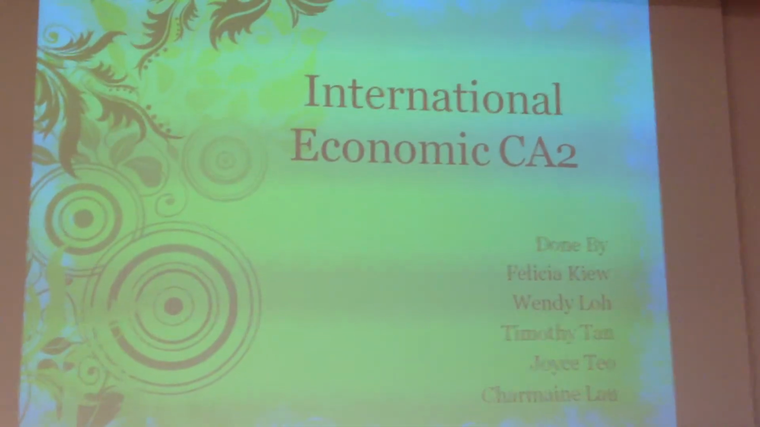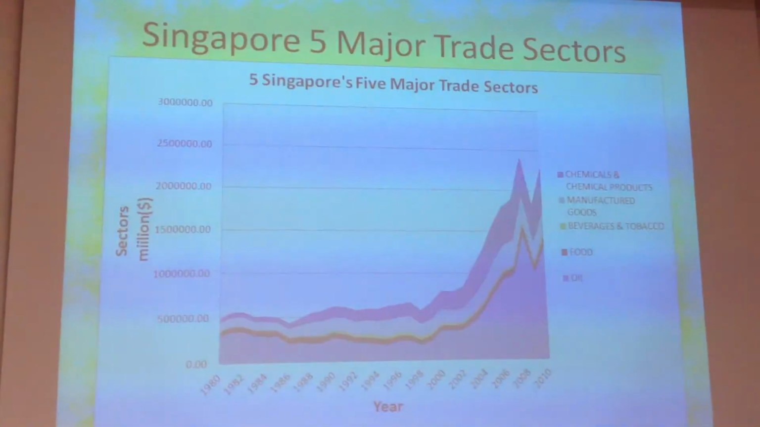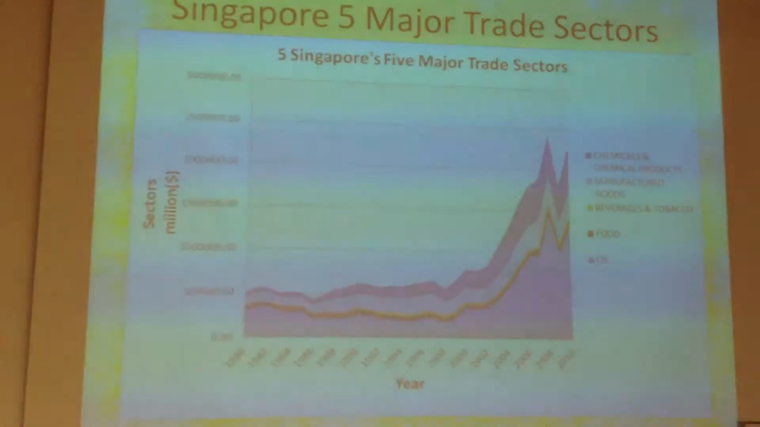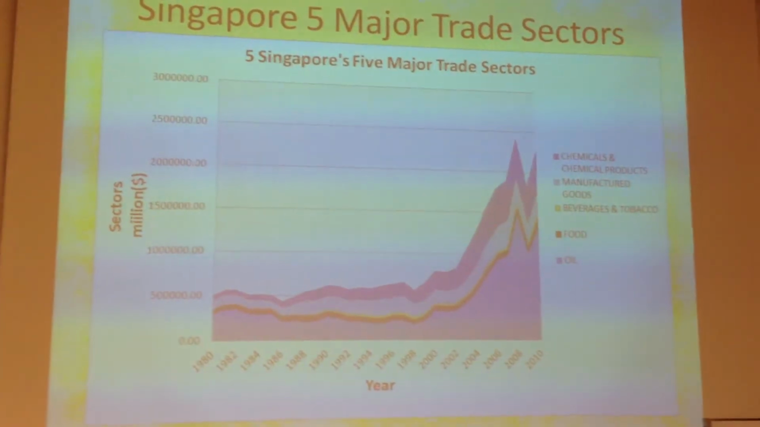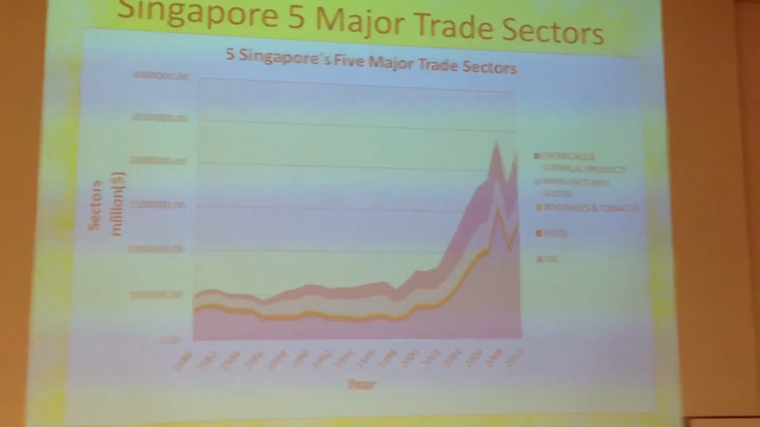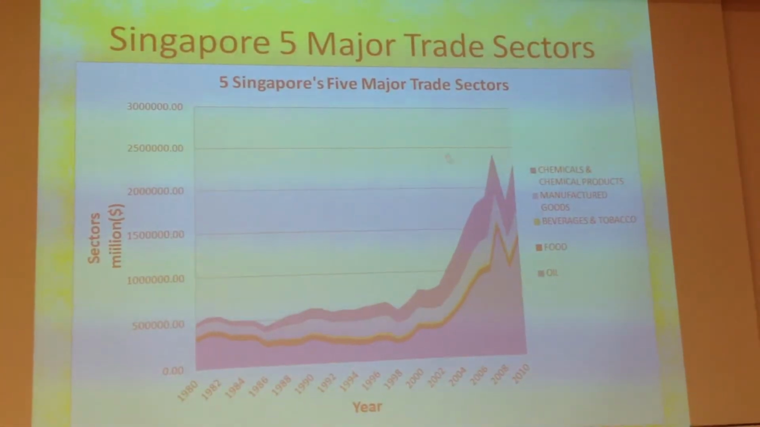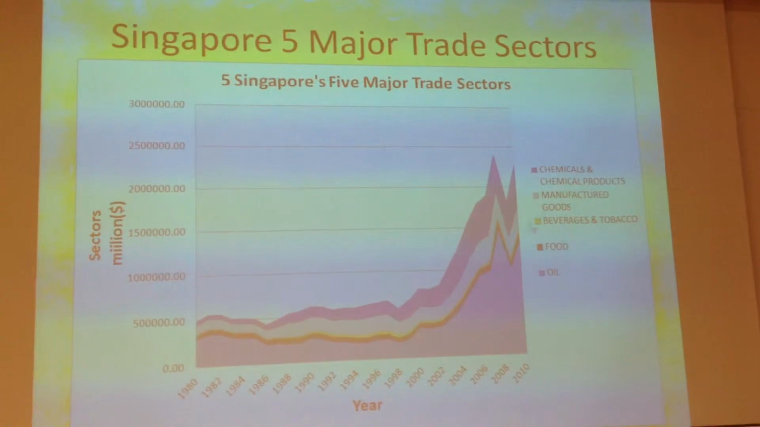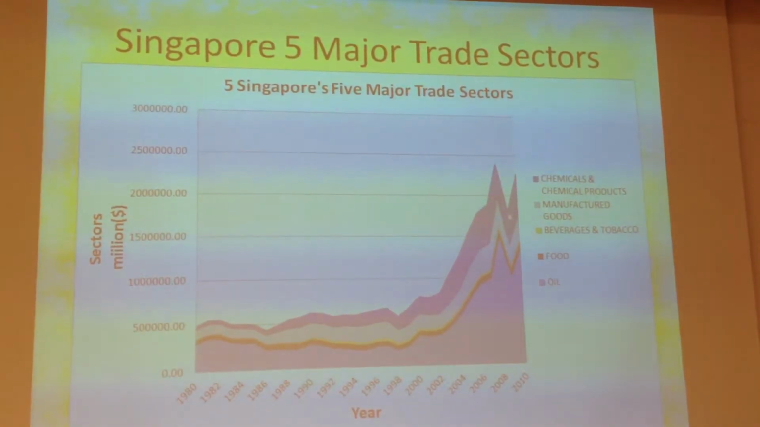Of your group. Then a chart highlighting the 5 major trade sectors. So these are the 5 major trade sectors that they show. Then of course a brief explanation of which is the bigger sector and which is the smaller sector, and maybe a brief explanation of the general trend and why there's a dip here.